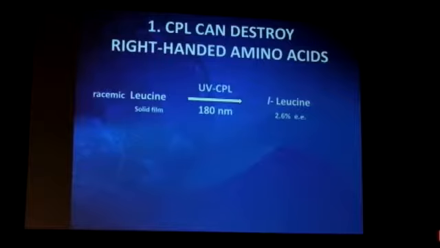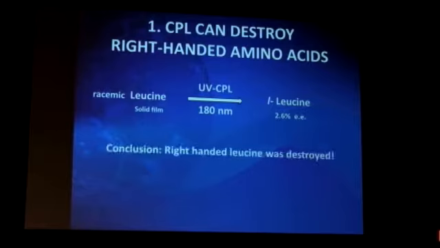The authors of the work started with a solid film, irradiated it with circularly polarized light, and then took that solid film and put it through a polarimeter to see this 2.6% enantiomeric excess. Based on only that amount of work, they concluded that the right-handed amino acid of leucine was physically and literally destroyed.